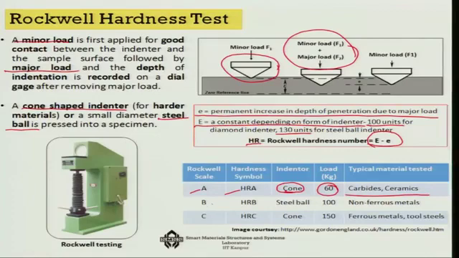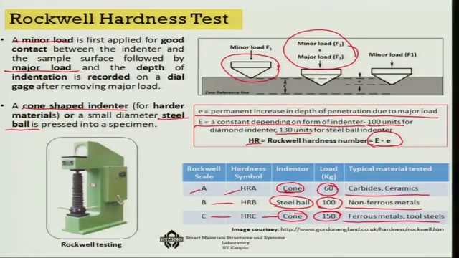Then the B scale of Rockwell, HRB, where we use the steel ball indenter. The load is more here, about 100 kg, to create plastic deformation, and the typical material is non-ferrous metals. And then C is used mostly for steel. So, the HRC scale, and once again we use a cone shape, with a 150 kg load for ferrous metals and tool steels. So, that is the Rockwell hardness test.